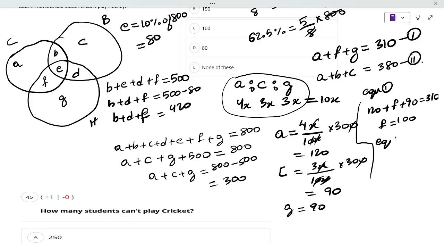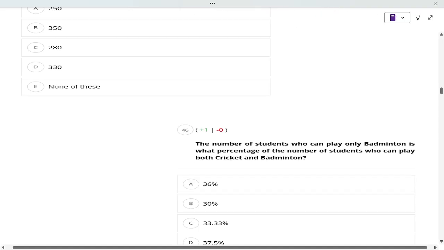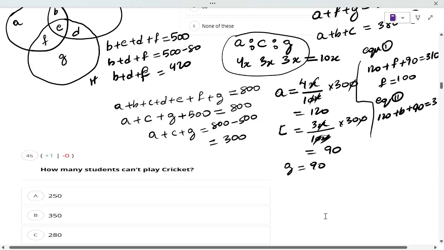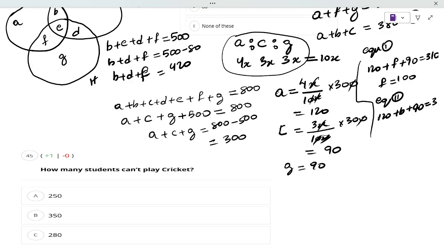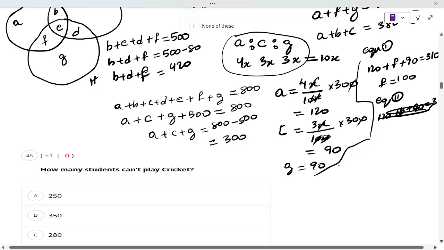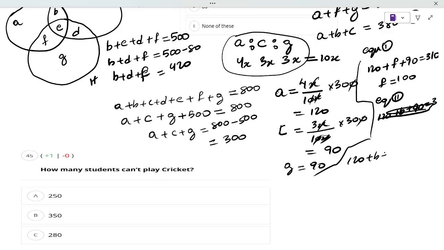Equation 2: A and C value. A is 120, B we're yet to find, and C is 90 again, is equal to 380, right? Since it's too small there, let's write here: 120 plus B plus 90 is equal to 380. So B is equal to 380 minus 210 again.